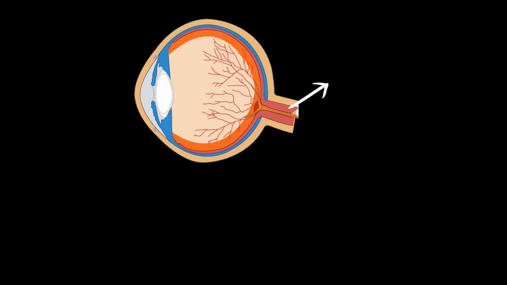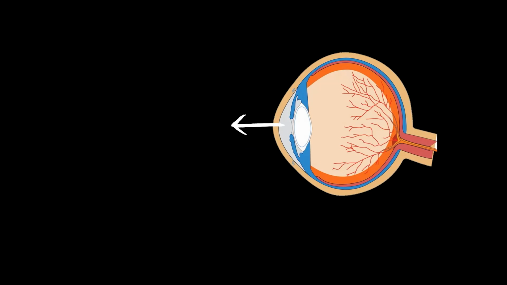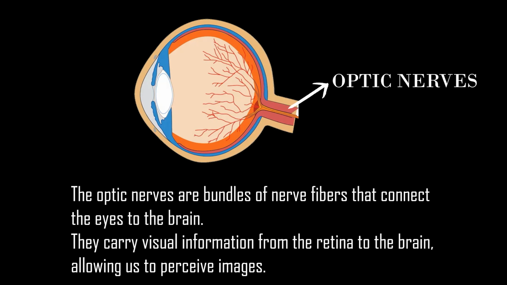Okay, and next is about the optic nerves. What are optic nerves? When the image is formed, it is real and inverted, but we don't want an inverted image. We want an erect image so that we can see properly. What the optic nerves do is send these signals to the brain, and the brain converts this inverted image to the erect image. Then we will see the erect image. So what are optic nerves? The optic nerves are bundles of nerve fibers that connect the eyes to the brain, and they carry the visual information from the retina to the brain, allowing us to perceive images.